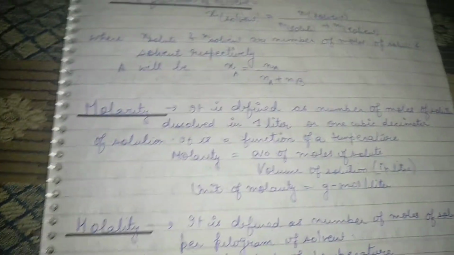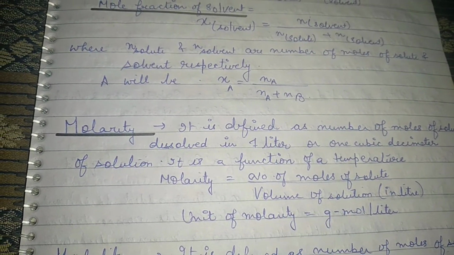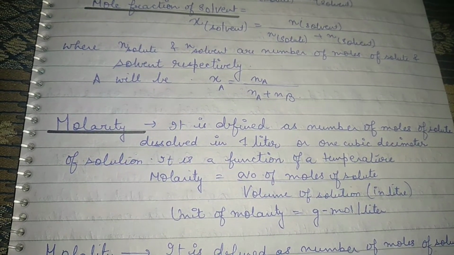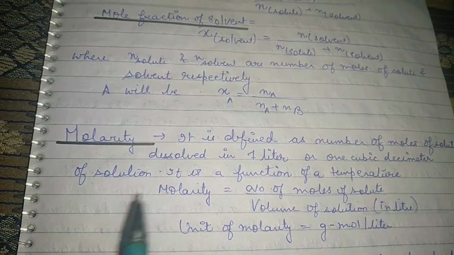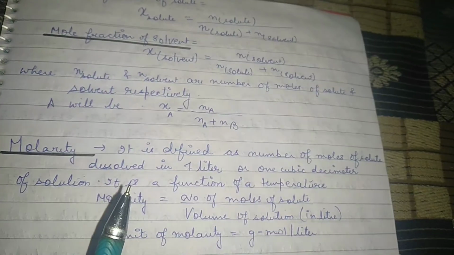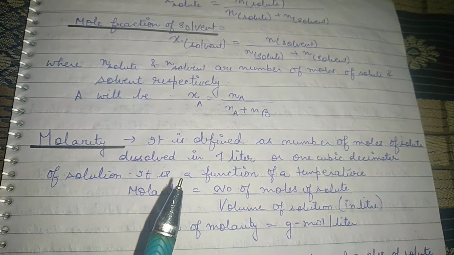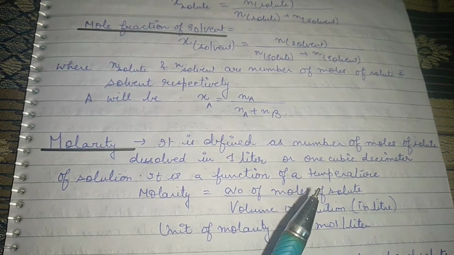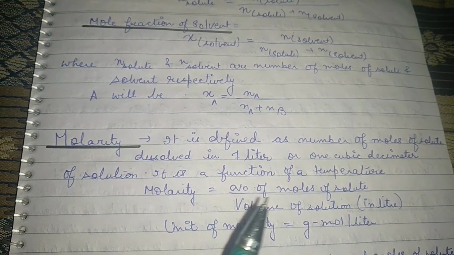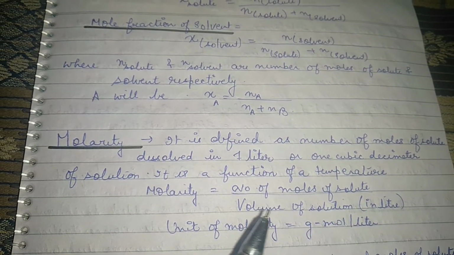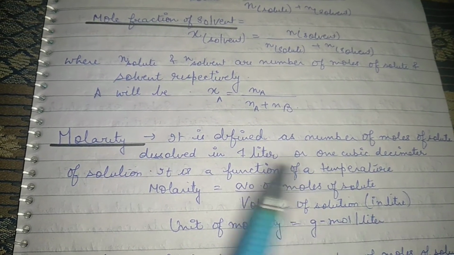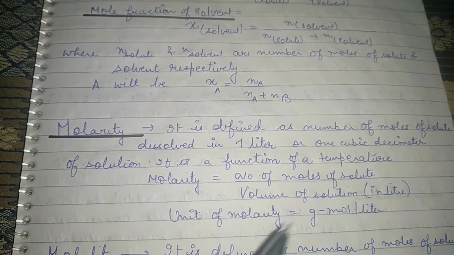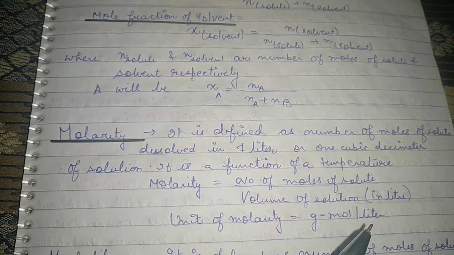Now coming on to a very important topic. Generally, when we define concentration, we define it either in terms of molarity, molality or normality. So the first one is molarity. It is defined as the number of moles of a solute dissolved in 1 liter or 1 cubic decimeter of a solution. It is a function of temperature. So the formula for molarity is the number of moles of a solute in the volume of a solution in 1 liter. So the amount of moles of a solute dissolved in 1 liter of a solution is known as molarity, and the unit of molarity is mole per liter. Okay.